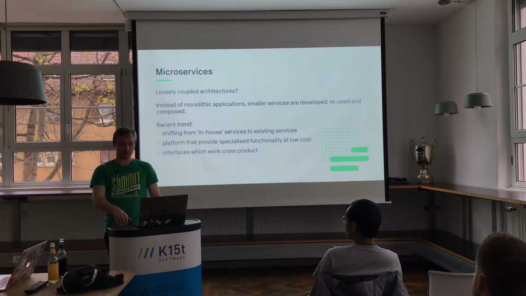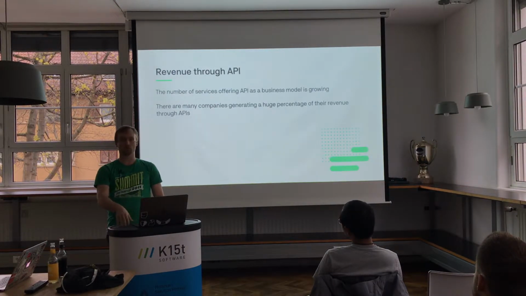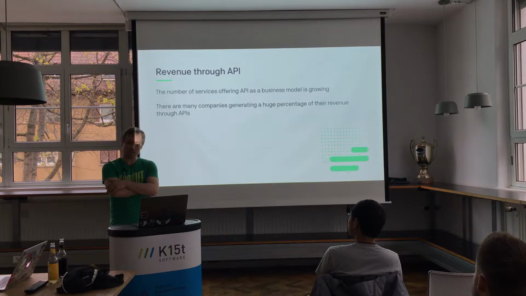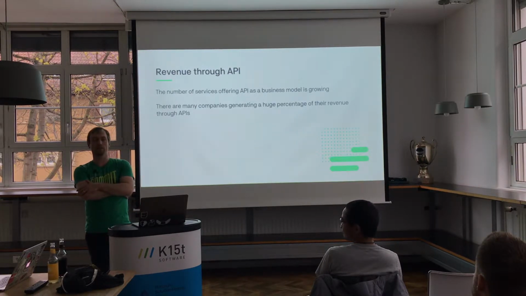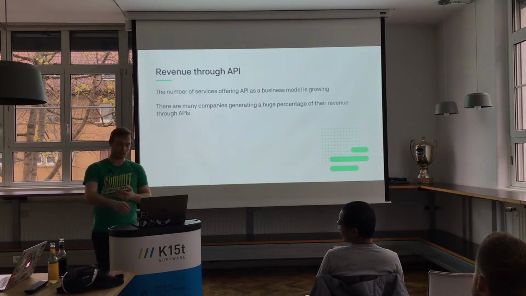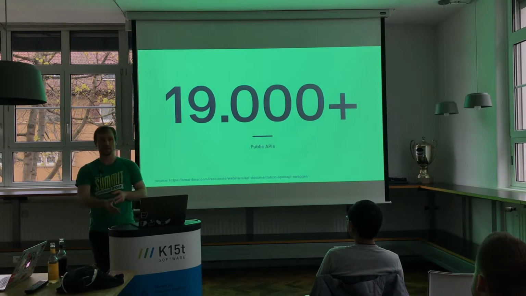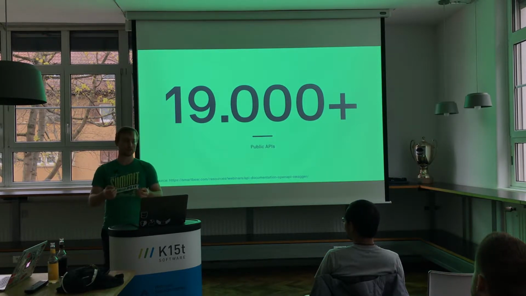So there's a whole industry around it, and there's a lot of revenue through APIs. The number of services which offer APIs is growing constantly, and a lot of companies are generating most of their revenue just by offering public APIs. One number I found is that there are more than 19,000 public APIs out there, so not single operations like a get, post, put, or whatever, but real services. So imagine what people must have developed to get to this number.